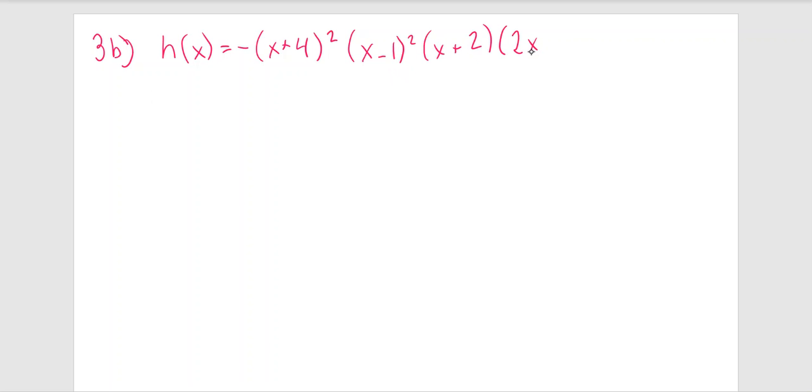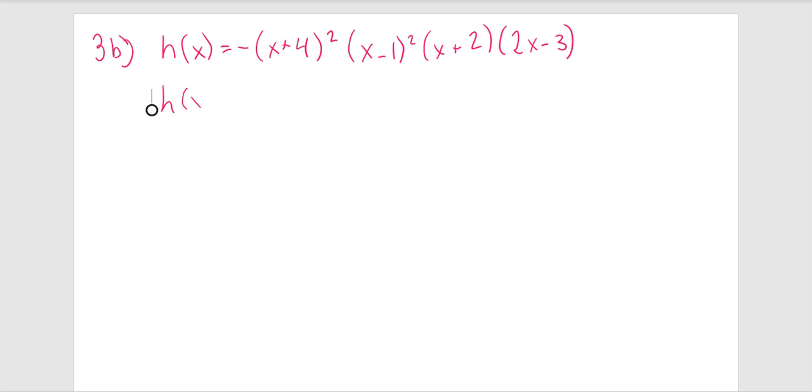So 3b, I think you're showing me h(x) = (-x + 4)² (x - 1)² (x + 2)(2x - 3). Let me just check to see if that's right. Yeah, that looks good. Okay, and so we're going to check and see if it's odd, even, or neither.